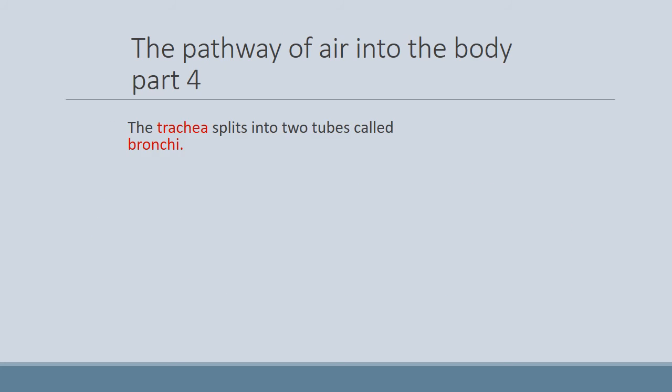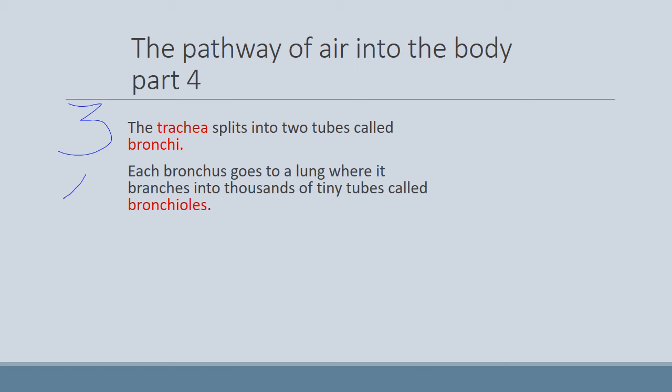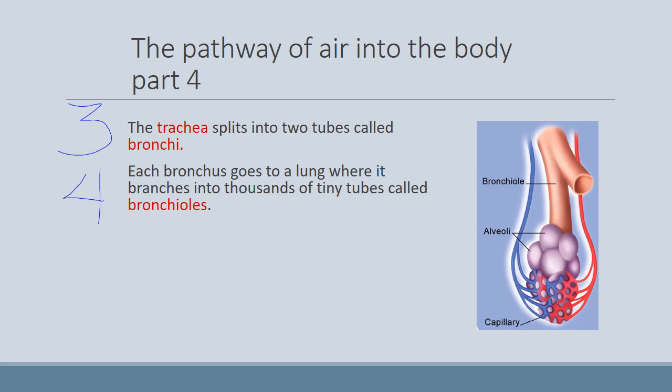All right. Step 3 of your air traveling into your lungs is as the trachea continues down, it eventually splits into 2 structures called bronchi. From the bronchi, it branches into structures called bronchioles. And then from the bronchioles, it ends in little tiny grape-like sacs called alveoli.